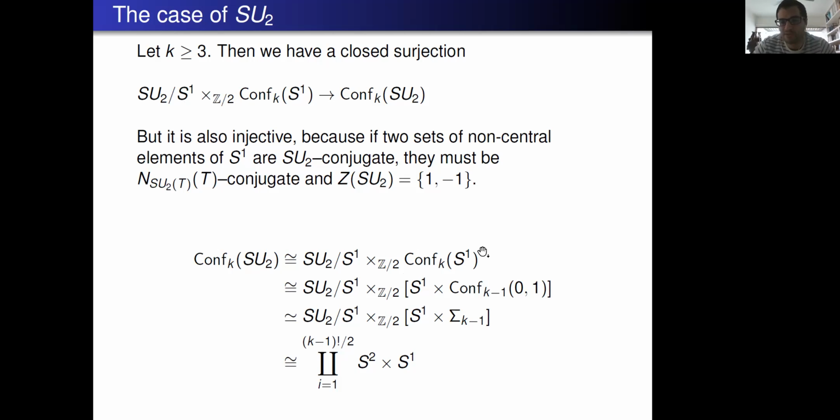And the space of configurations of the circle is well known. You can break it as the product of the circle and the configurations of K-1 points of the interval (0,1). This space is homotopically discrete, and it has one component for each element of the symmetric group on K-1 letters. And the action of C2 on the two-dimensional sphere is the antipodal map. On S^1, you have the complex conjugation, and on the symmetric group you have an action that permutes points. Therefore, this action is permuting all the different summands that you have in here. So at the end, you get just a disjoint union of products of S^2 with S^1.